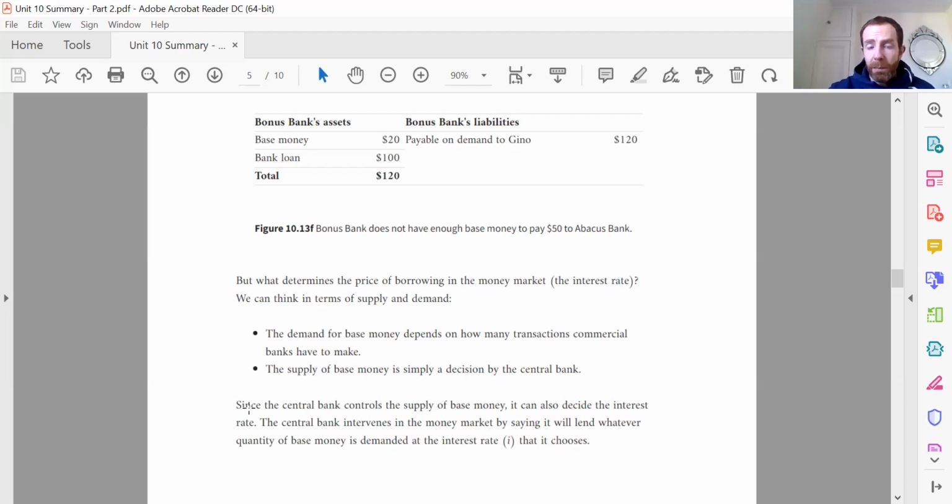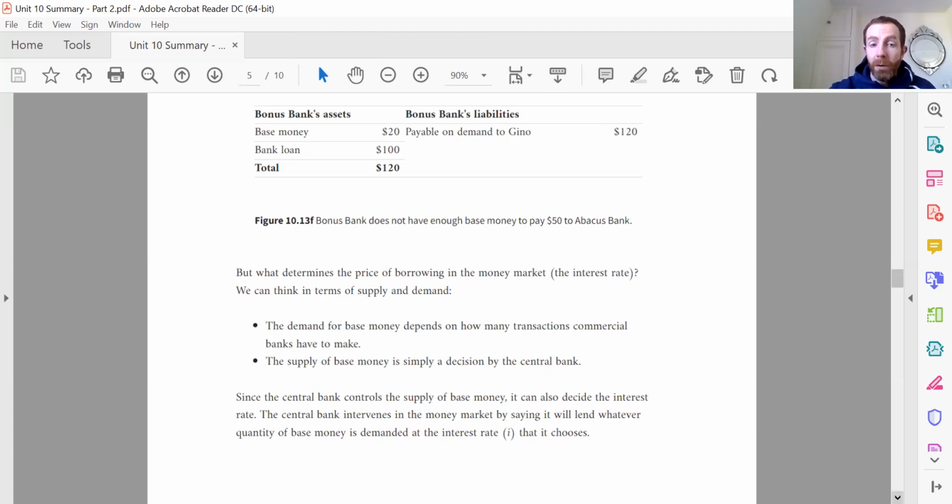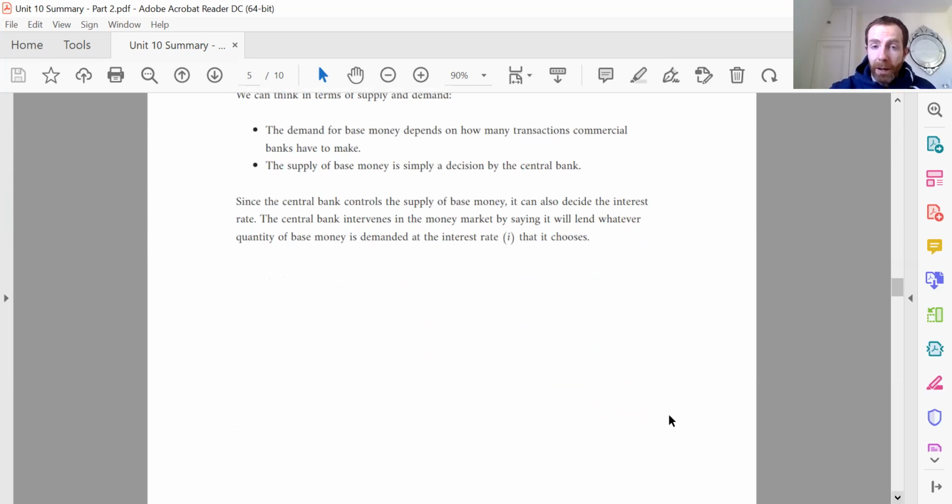Because the central bank controls that supply of base money, it can effectively control the interest rate, the price of borrowing. That's how the central bank can intervene in this process, and we'll see how it can determine how much borrowing is going on in the economy as a whole. But a really key thing is that the central bank sets this base interest rate that we call I.